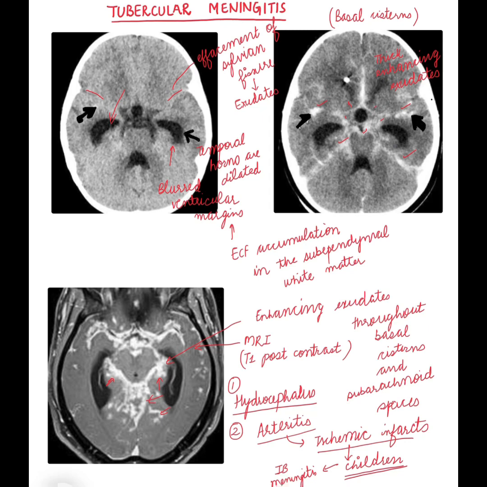And the third complication is cranial nerve involvement. The sixth cranial nerve is the most commonly involved cranial nerve in tubercular meningitis. But the second, third, fourth, sixth and seventh can be involved in tubercular meningitis.